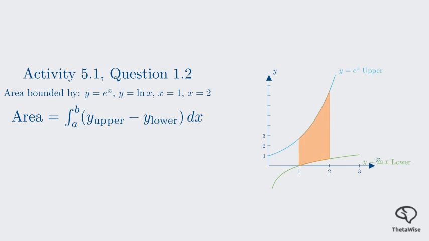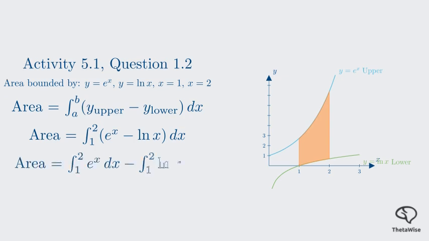So, our upper function is y equals e to the x, and our lower function is y equals ln of x. Our limits are a equals 1 and b equals 2. We can now set up the integral. The area is the integral from 1 to 2 of e to the x minus ln of x with respect to x. To solve this, we can split it into two separate integrals. This gives us the integral of e to the x from 1 to 2 minus the integral of ln of x from 1 to 2.